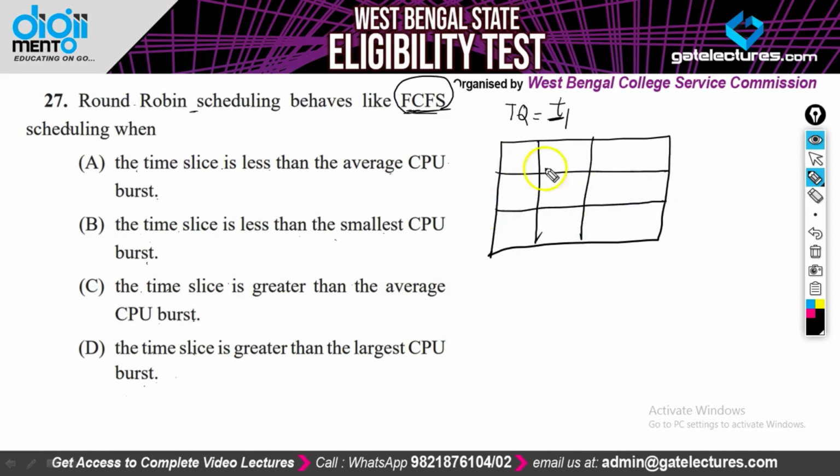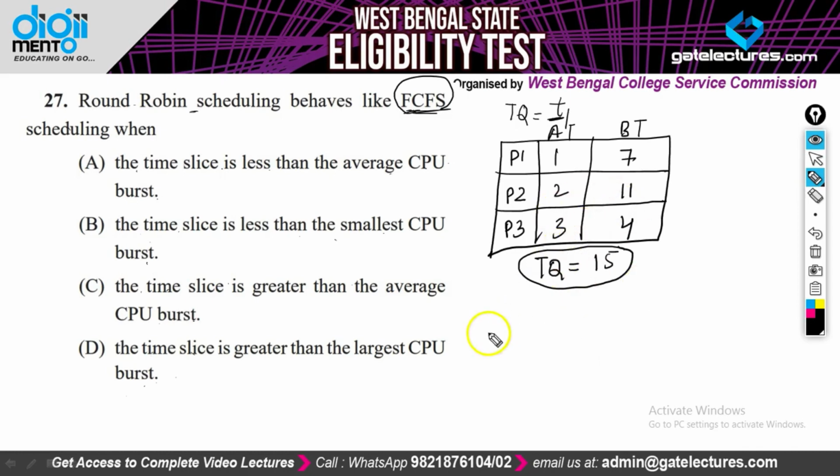Suppose we have 3 processes, P1, P2 and P3. Let's assume their arrival times to be 1, 2 and 3. P1 occurs first, then P2 and then P3. Let's suppose their burst times to be 7, 11 and 4. Now let's assume I assign my time quantum to be 15. So after every 15 I will switch between the processes.